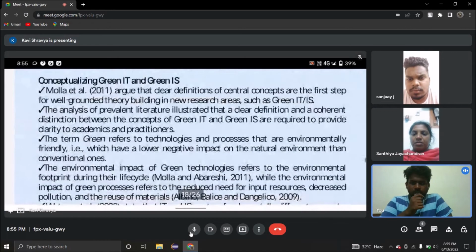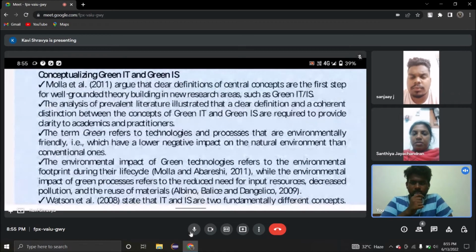The solution which we have given is the conceptualization of Green IT and Green IS. Murugesan, who is a person who gave a clear definition of Green IT, and the analysis of the prevalent literature lacked a clear definition and coherent distinction between those concepts. They explained about the importance of Green IT with the information technology department. And next one.